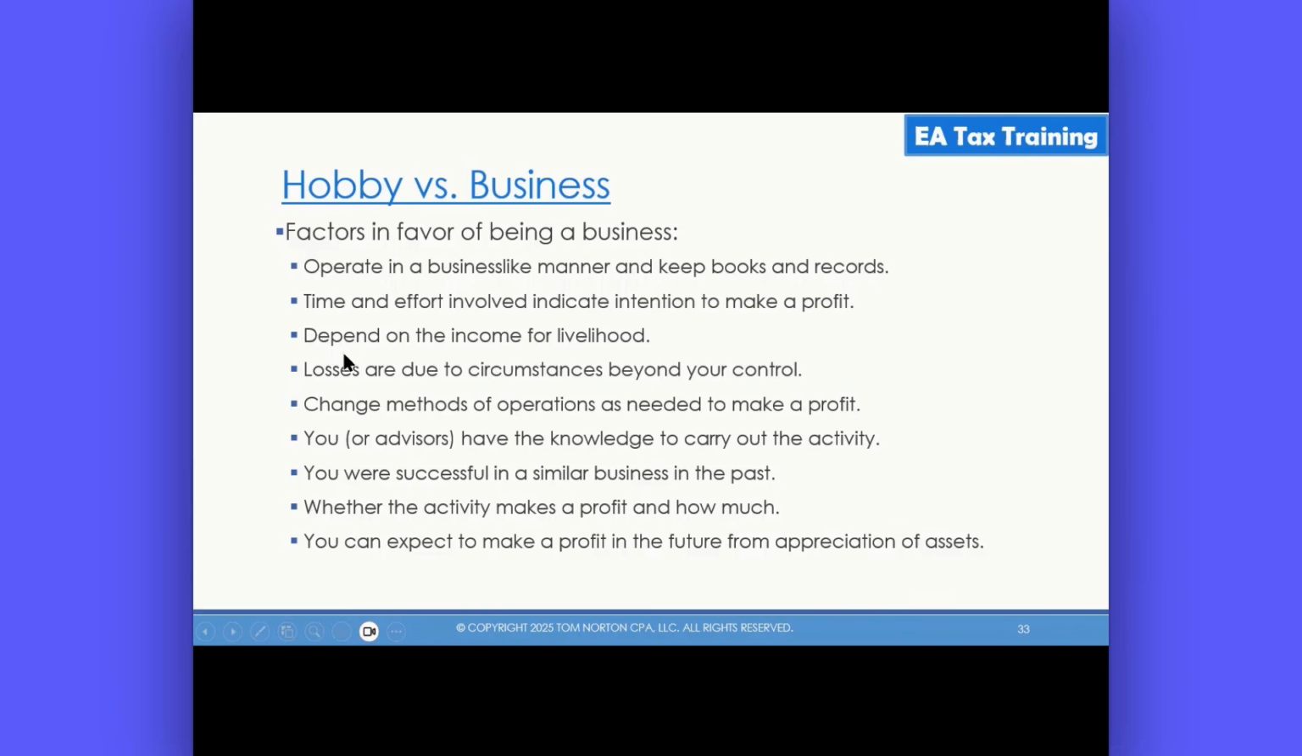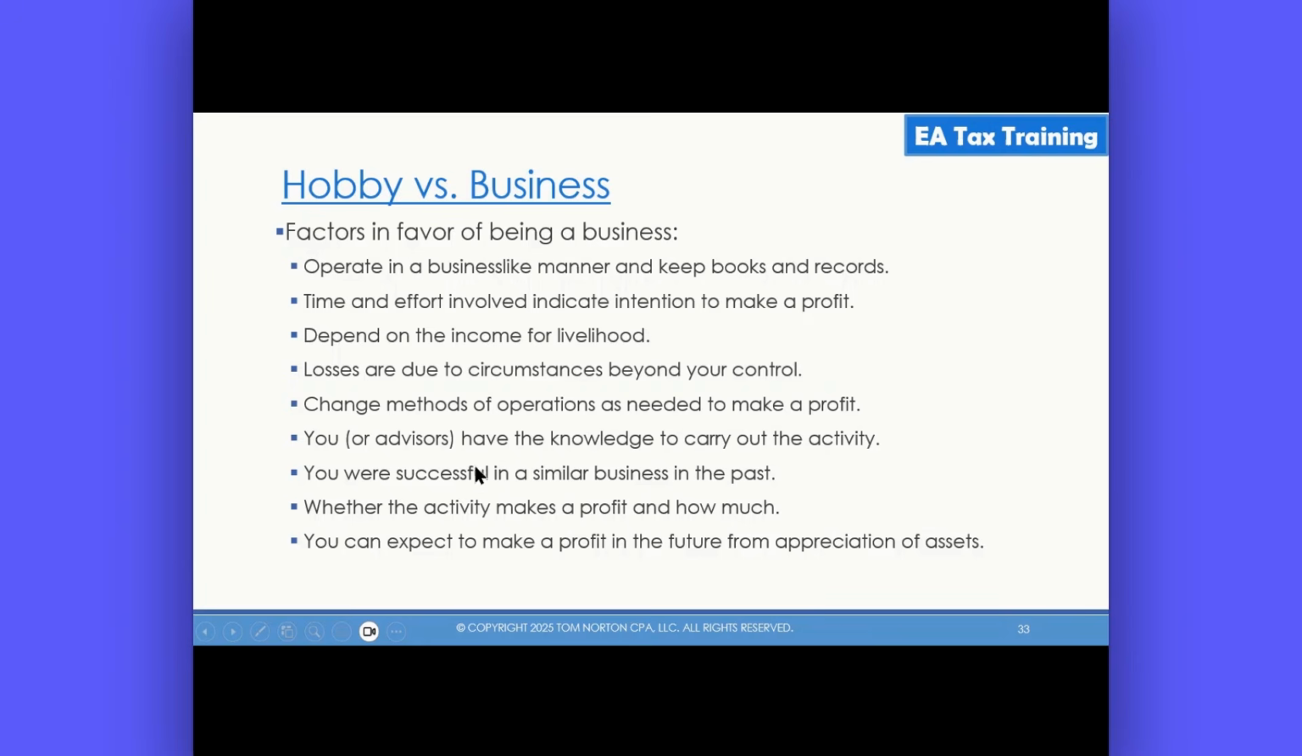If you depend on the income from that activity for your livelihood, then that points very strongly, of course, to it being a business. Any losses that occur are due to circumstances beyond your control. So it's not an activity that you would just expect to have losses. You'd be like, of course you're going to have a loss. There's no way you're going to make a profit doing that. Rather, any losses that you have are really not in your control. So, for example, there's a worldwide pandemic and businesses are shut down. That's why you had a loss. That might be a reason that would show that, hey, it's outside of my control. That's just one example.